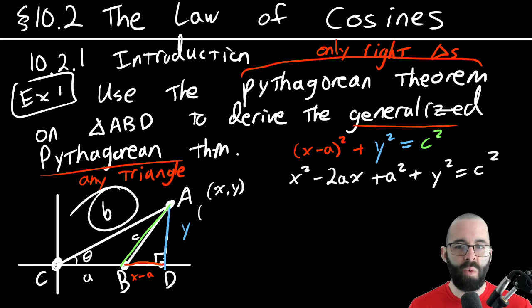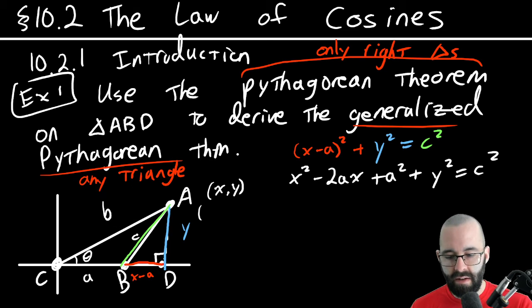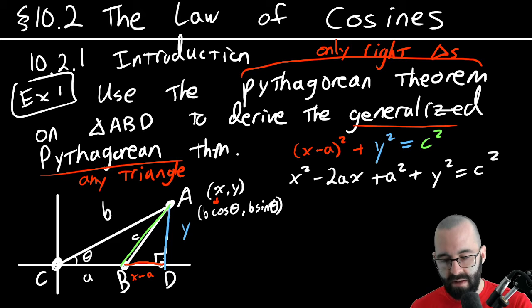But the radius isn't 1, the radius is b here. So you could do a little trig. It wouldn't take you long. You get the x coordinate is b cosine of theta, and the y coordinate is b sine of theta. If we write x and y in this fashion, look at what happens with our Pythagorean theorem. So x is b cosine theta. Let's plug that in.